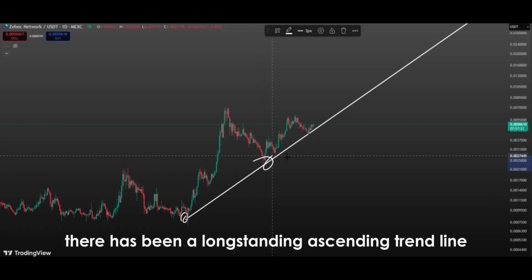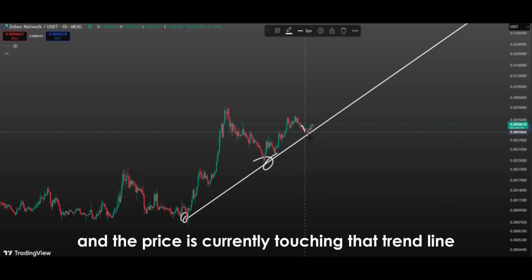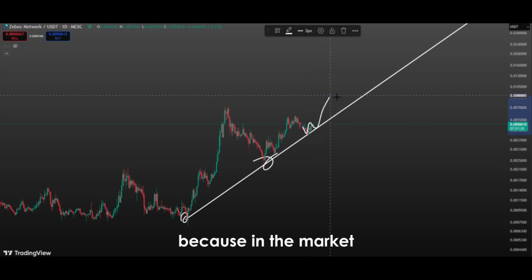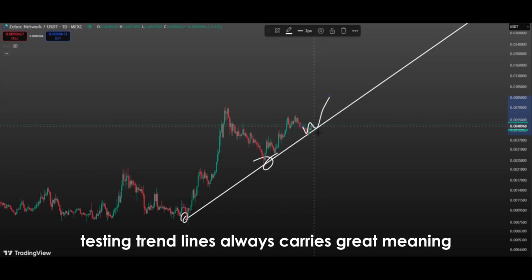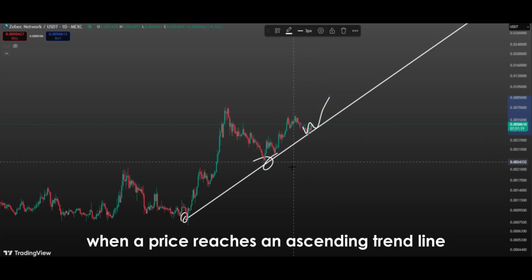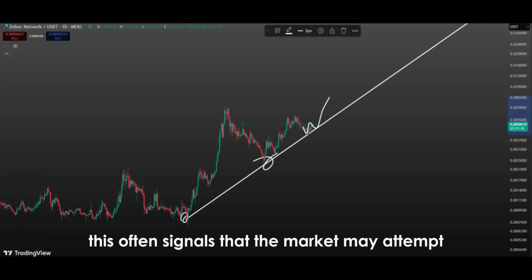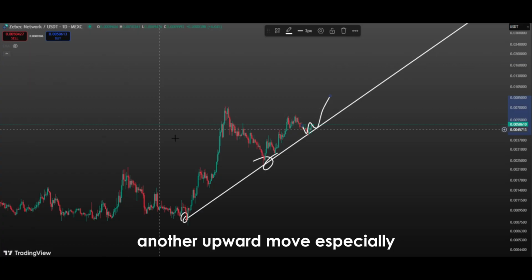On the chart, there has been a long-standing ascending trend line, and the price is currently touching that trend line. This touch is actually a critical threshold because in the market, testing trend lines always carries great meaning. When a price reaches an ascending trend line and begins to see strong buying reactions there, this often signals that the market may attempt another upward move.